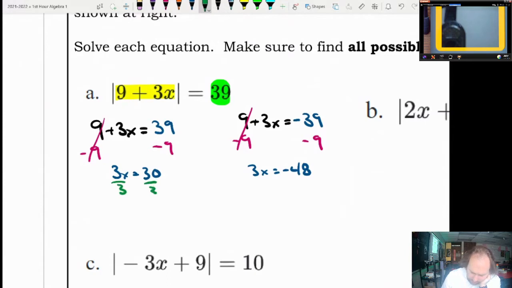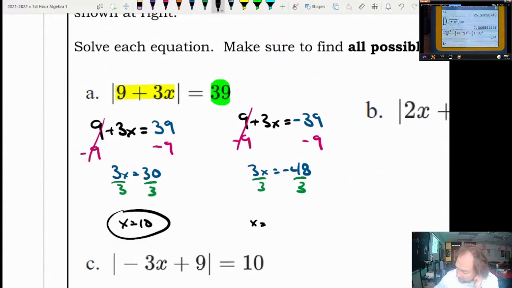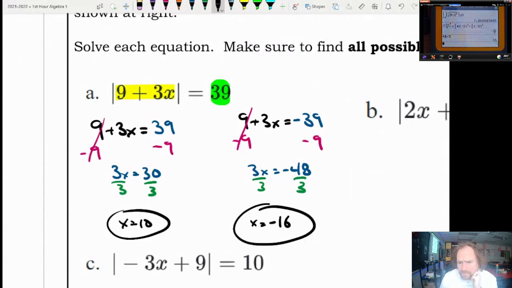Now you're going to divide by 3 on both sides in both equations, and that's going to give you your two answers. X equals 10 over here, and x equals, I have no idea what 48 divided by 3 is, but I think it's a whole number. It's negative 16 over here. There you go. Not too bad.